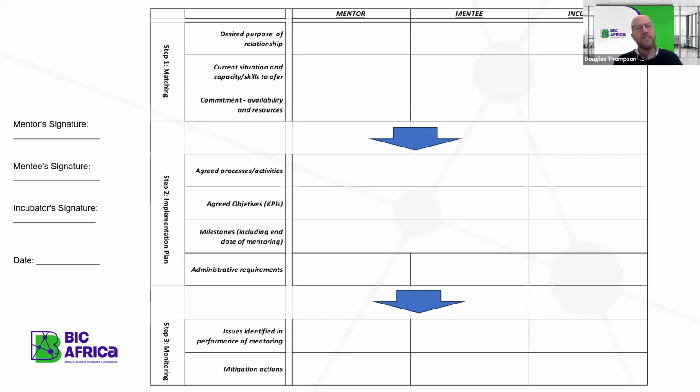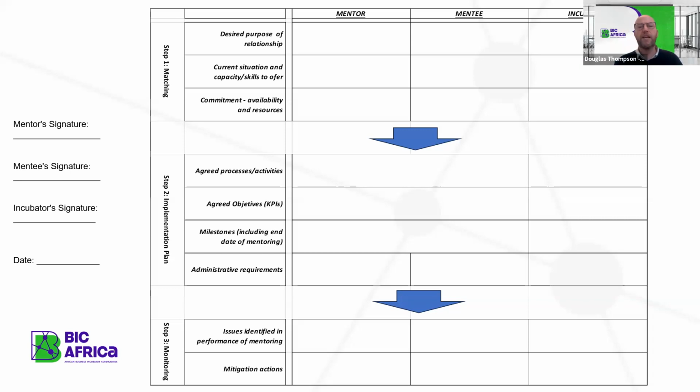Again, then in step 2, implementation plan: the processes and activities, such as is it meetings, is it other aspects; the objectives, as quantifiable as possible; the milestones for those objectives; and any administrative requirements. For instance, the incubator might have some administrative requirements to make notes, or at least a record of the existence of a meeting, when it happened, who was there, the timing, etc. That might be from the incubator's point of view. That might be a requirement.